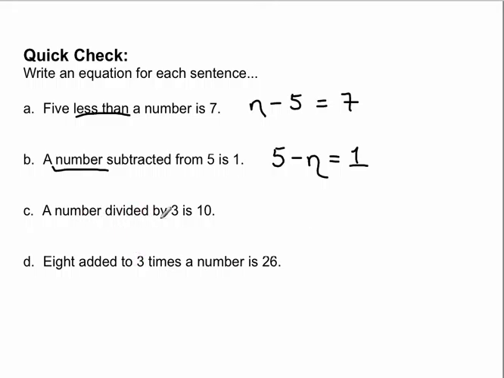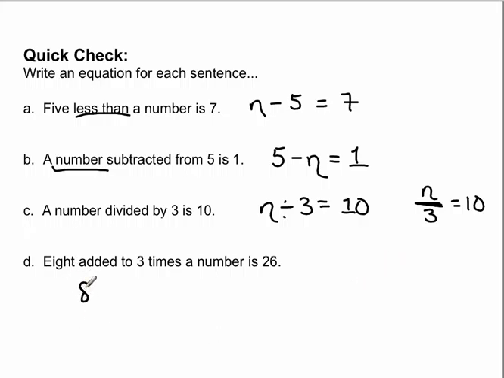A number divided by 3 is 10. So we're going to start with a number, and divide it by 3. Is means equals, and we have 10. Now there is a different way we can write this: n over 3 is equal to 10 as well. Both of these are equivalent equations. They mean the same thing. This line right here means to divide in math.